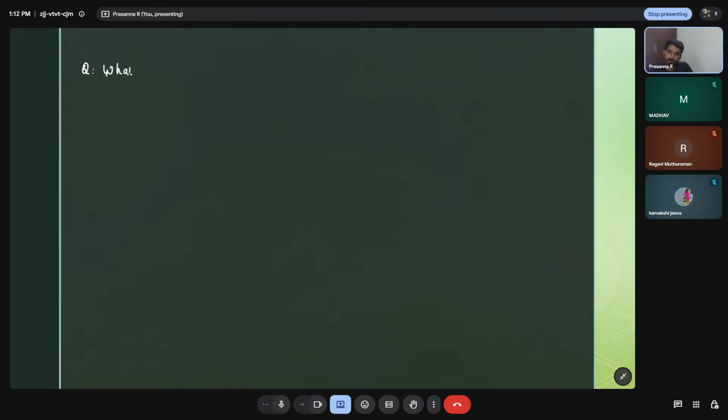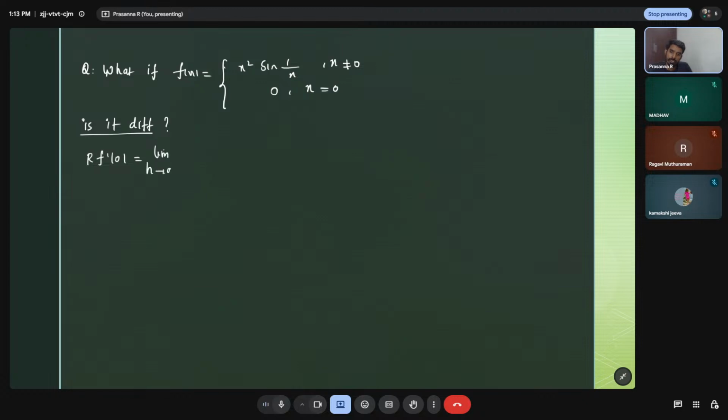What if the function is x square sine 1 by x when x is not equal to 0, and 0 when x is equal to 0? Obviously, it is continuous because x square multiplied by a quantity that oscillates between minus 1 and 1 goes to 0. So obviously, it is continuous. Is it differentiable? First, you find R of f dash of 0, limit h tending to 0, f of 0 plus h minus f of 0 by h.